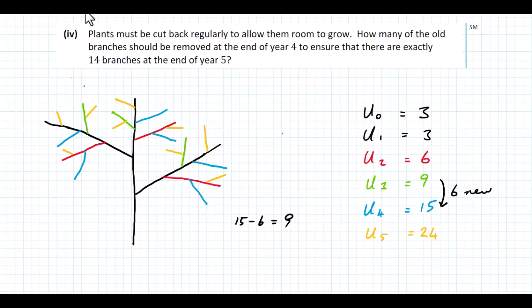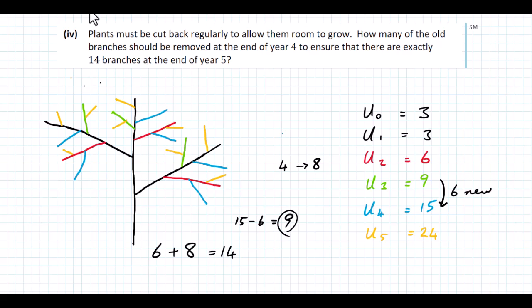Okay. We've got to cut back a certain number of these 9 branches so that we'll end up with 14 branches here. So remember, we're starting with 6. We'll have these 6 new branches. So how many do we need then to make up the 14? We need another 8 to make up 14. So really what we're going to have to do is, from these 9 branches, we're going to have to cut back 5 of them to leave us with 4, and that 4 will double to 8 to give us this 8 here to leave us with 14 in total.